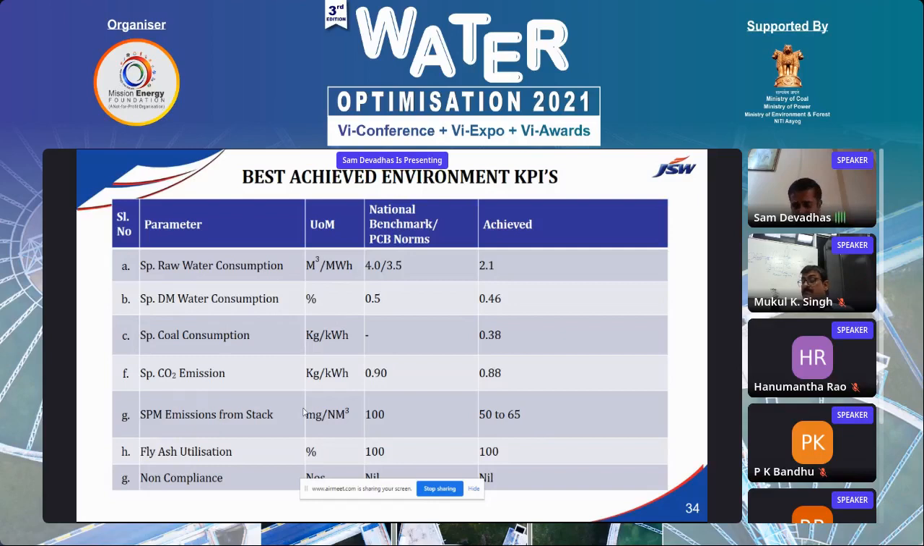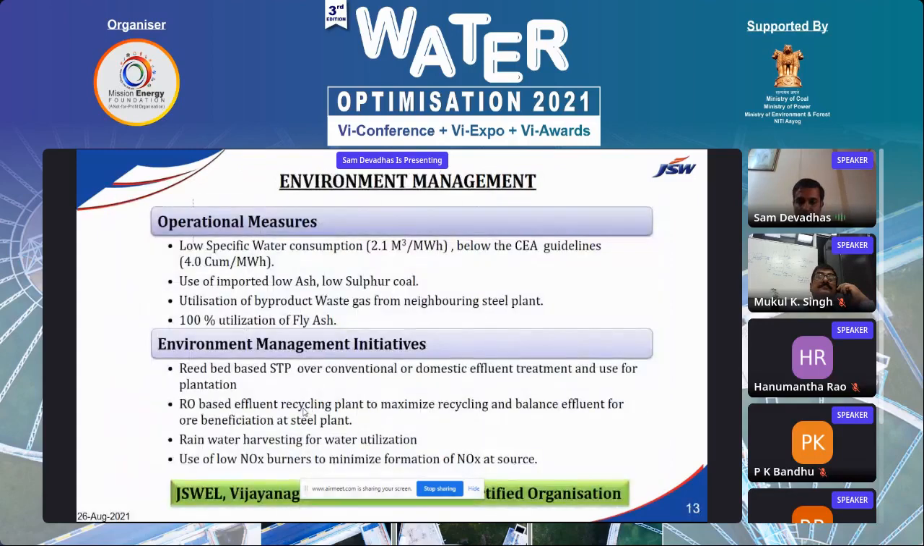And the specific coal consumption is 0.38 kg per kilowatt hour, excluding gas also; we are able to maintain this 0.38. CO2 emissions are 0.88 kg per kilowatt hour, and specific emissions from stack are in the range of 50 to 65. And on fly ash utilization, we are maintaining 100% utilization. Almost all our ash is utilized by the local brick manufacturers, and majorly it is taken by the cement industries, and there is no non-compliance.